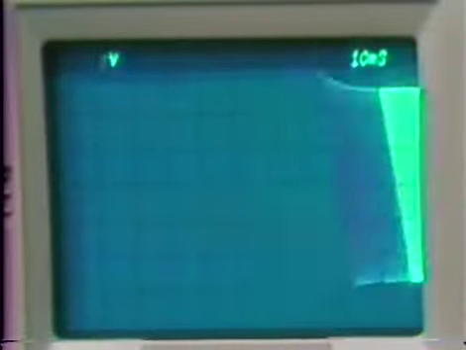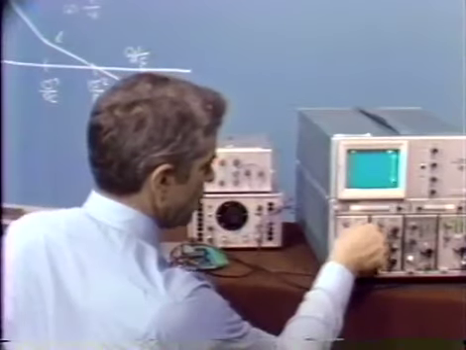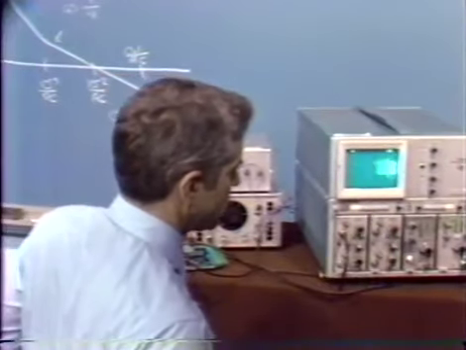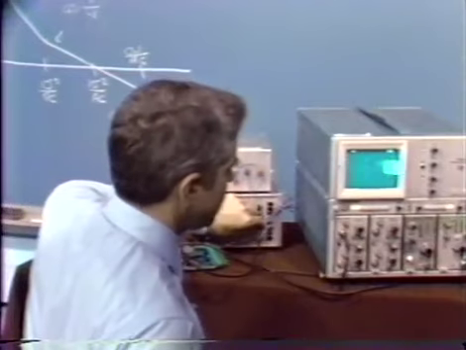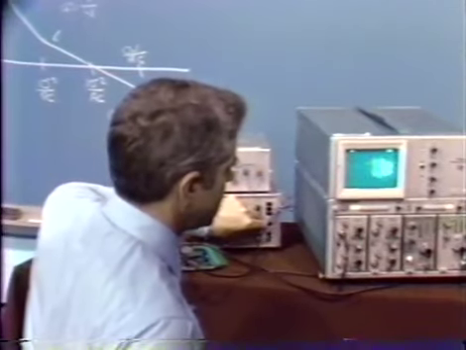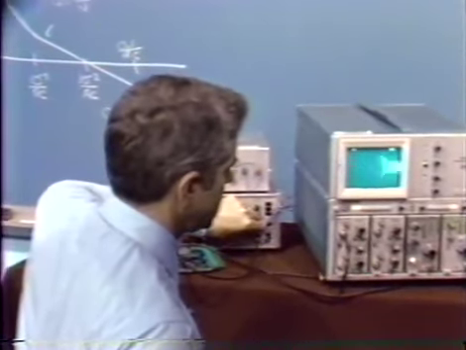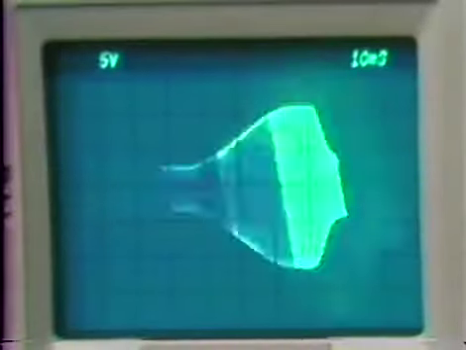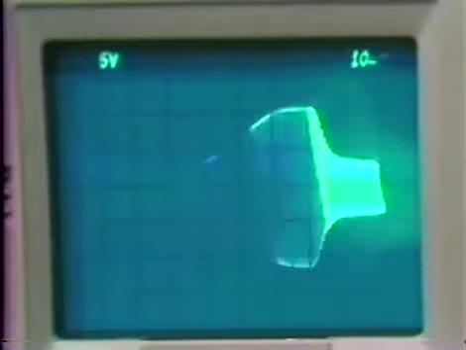Let's now look at what happens when we put in larger commanded changes. So I can do that. Let me lower the scale on the oscilloscope a little bit and then just drive the system a little bit harder. And now we begin to see how the nonlinearity shows up.